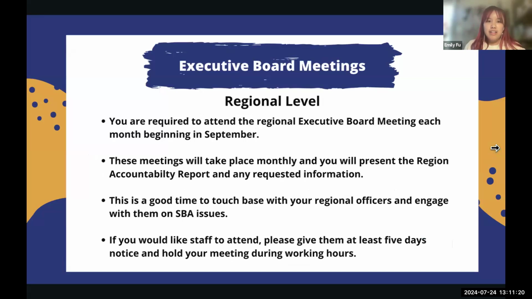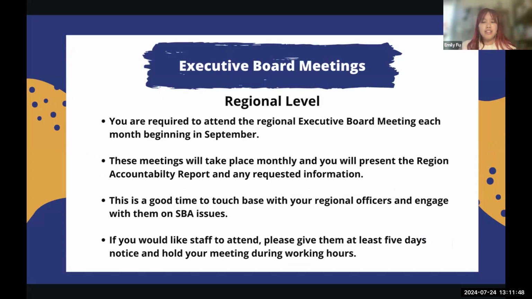Along with the delegate assembly, you will also have to attend the executive board meeting. This is basically a meeting with all your other regional board members, but without the delegates. This is also a monthly meeting that will start in the beginning of September. And during this meeting, you'll also present your region accountability reports and any other requested information. As you can see, the region accountability report is really important, so it's really important you have it updated every month.